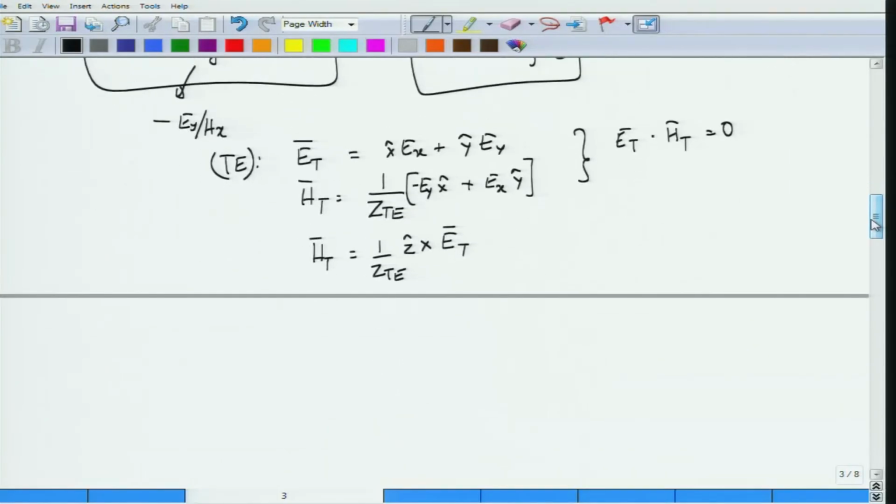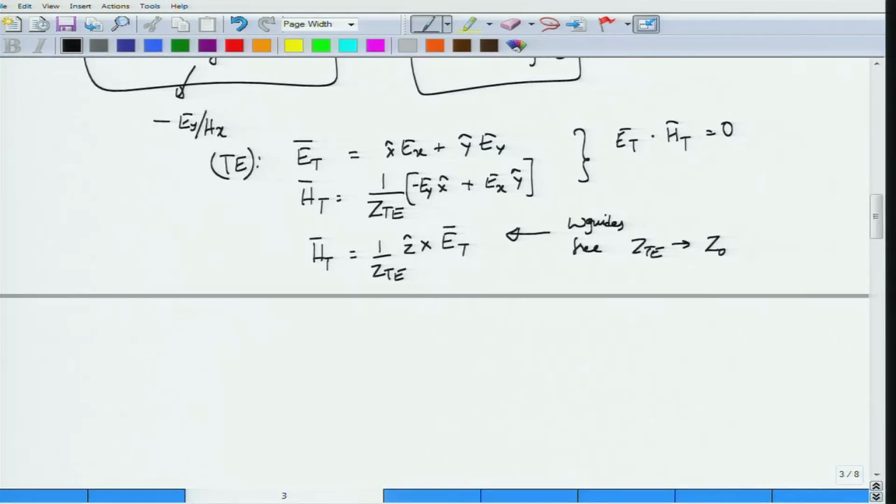Just as we had done for free space propagation, you can express the H component in terms of the cross product of z and the E transverse components. You can check that this equation holds for waveguides as well as for free space. In free space, you need to replace this ZTE by Z0, the intrinsic impedance of the medium, since there would be no factor of fc in that free space case.